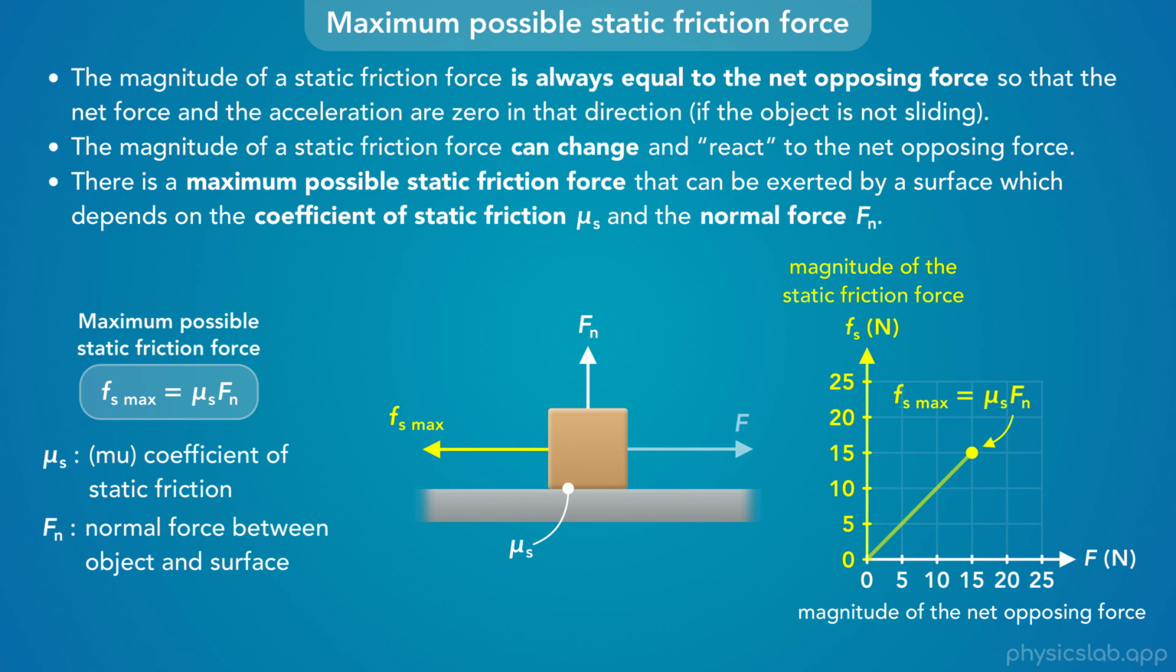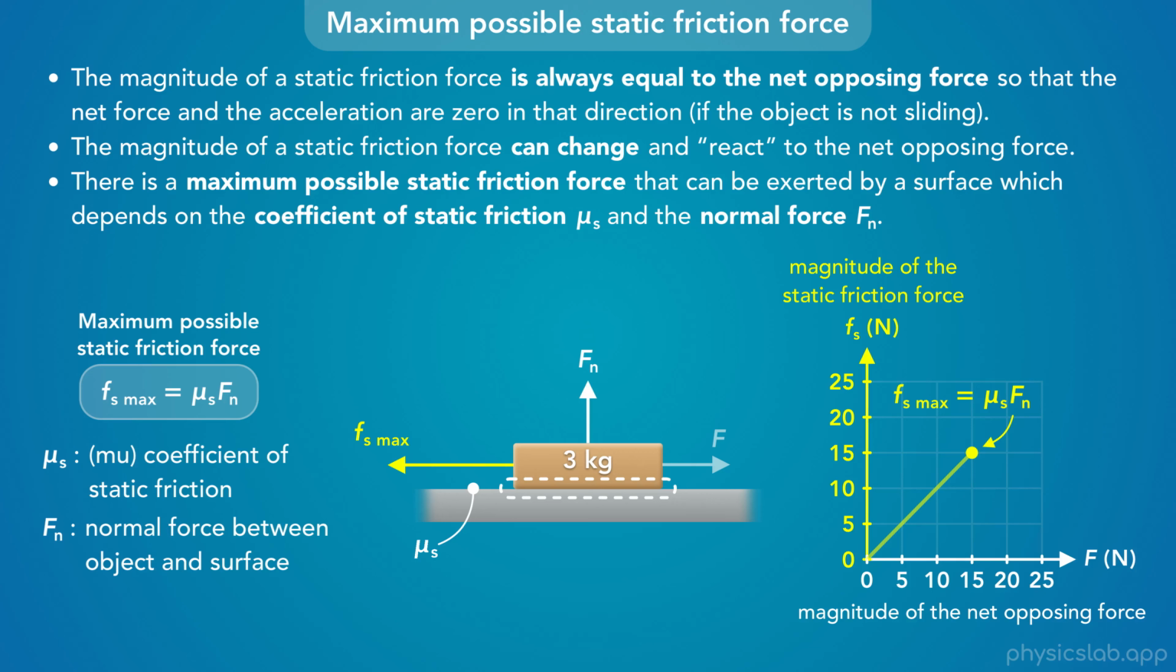Notice that the maximum static friction force does not depend on the opposing force F. It only depends on the coefficient of static friction and the normal force. Also notice that the friction force does not depend on the surface area of the box that is touching the ground. So if this box was wider, but it had the same mass, then the normal force is the same, so the maximum static friction force is the same.